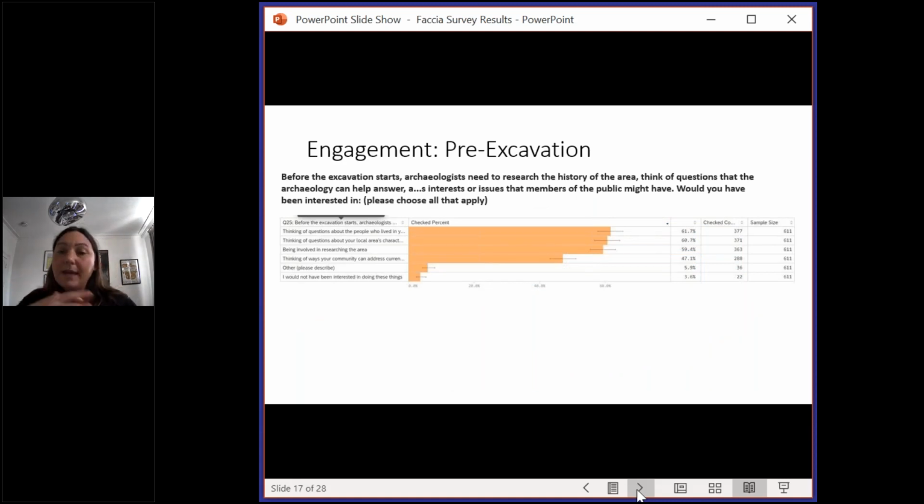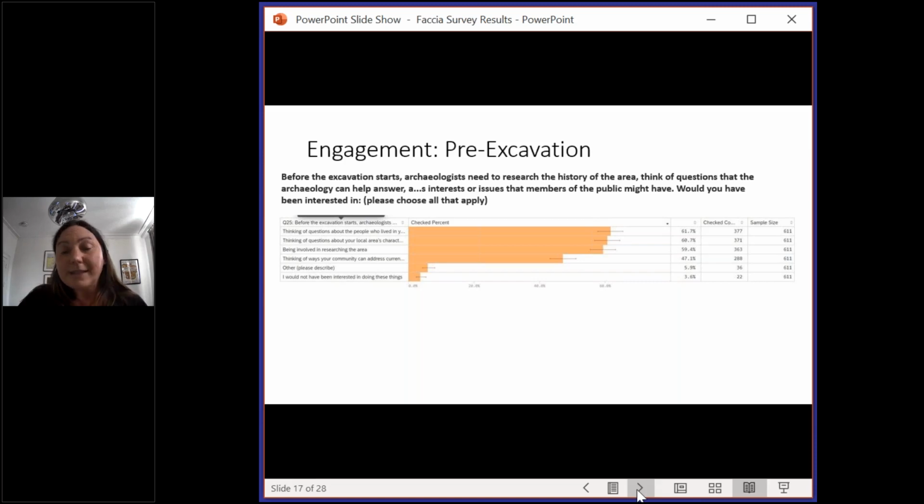So we asked people how they might want to engage, and we split the archaeological process into four different phases: pre-excavation, excavation, post-excavation, and more of an information dissemination stage. Here we have the pre-excavation phase, and we asked, before the excavation starts, archaeologists need to research the history of the area, think of questions that archaeology can help answer, etc.